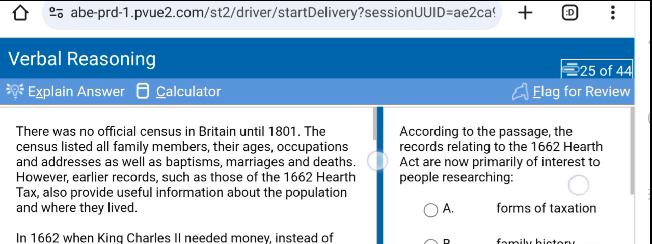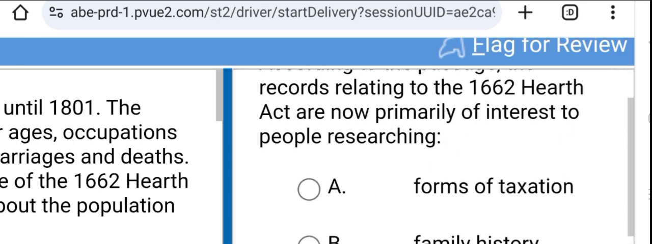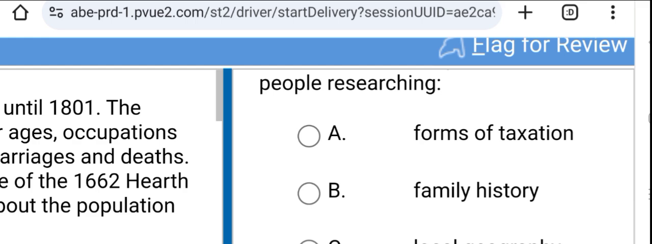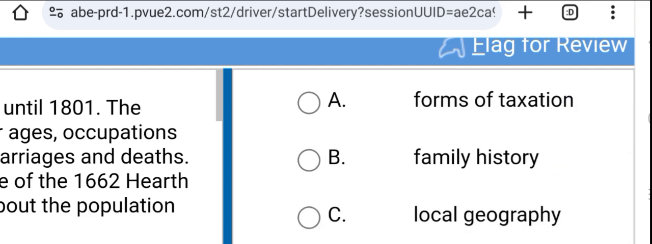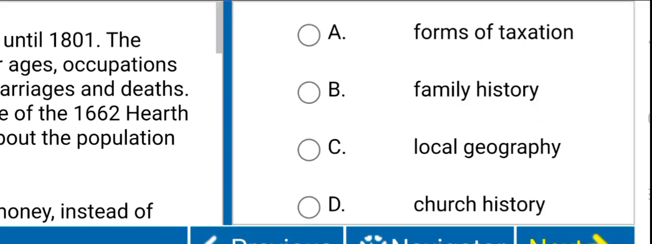Okay, next we have that according to the passage, the records relating to the 1662 Herd Act are now primarily of interest to people researching. Option A, forms of taxation. Option B, family history. Option C, local geography. Option D, church history.